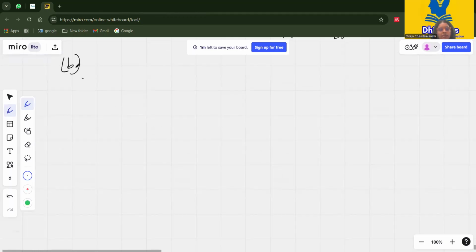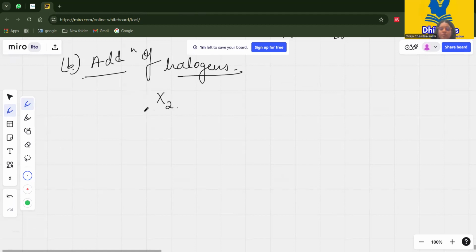And the second type is addition of halogens, directly addition of halogens. What are halogens, or how do halogens exist in nature? If you're aware, halogens are in an elemental state existing as X2. Why? What is the reason for it? Why are halogens existing as X2? Please research about it a little bit. And if you know the answer, please leave it in the comment section.